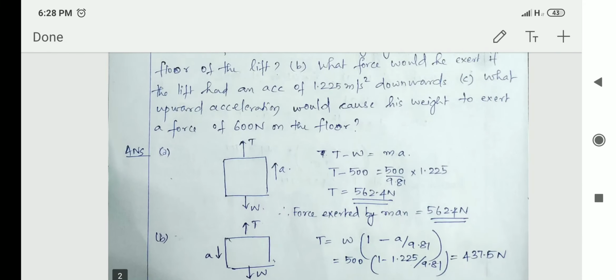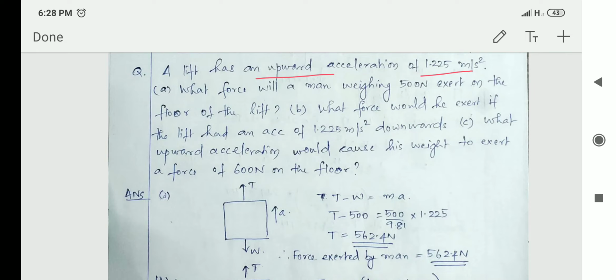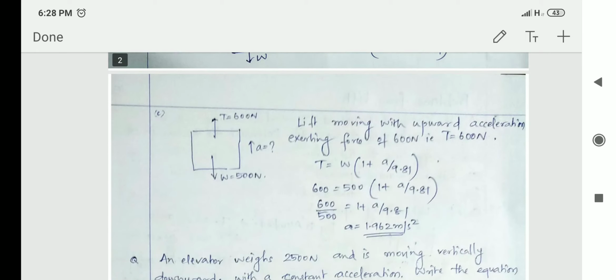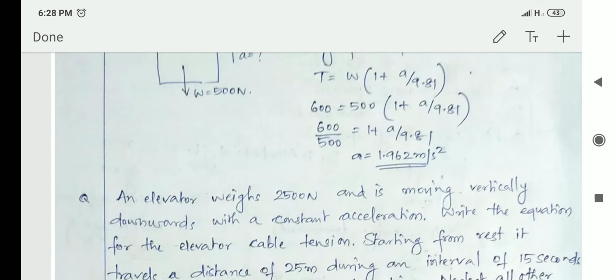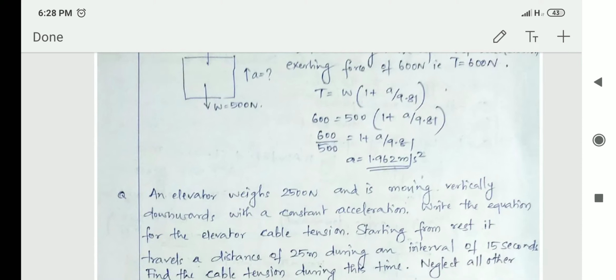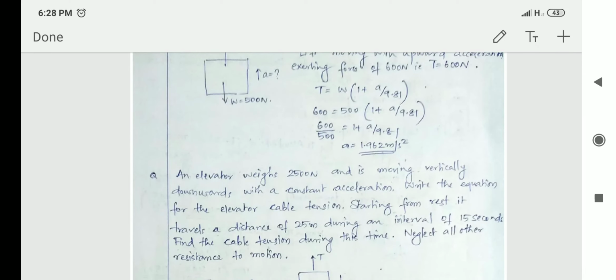Here the question itself asks, what upward acceleration? So the acceleration is upward, and with the same principle, T minus W equals M into A. When we apply this and substitute M equals W by G, we get acceleration equal to 1.962 meter per second square.